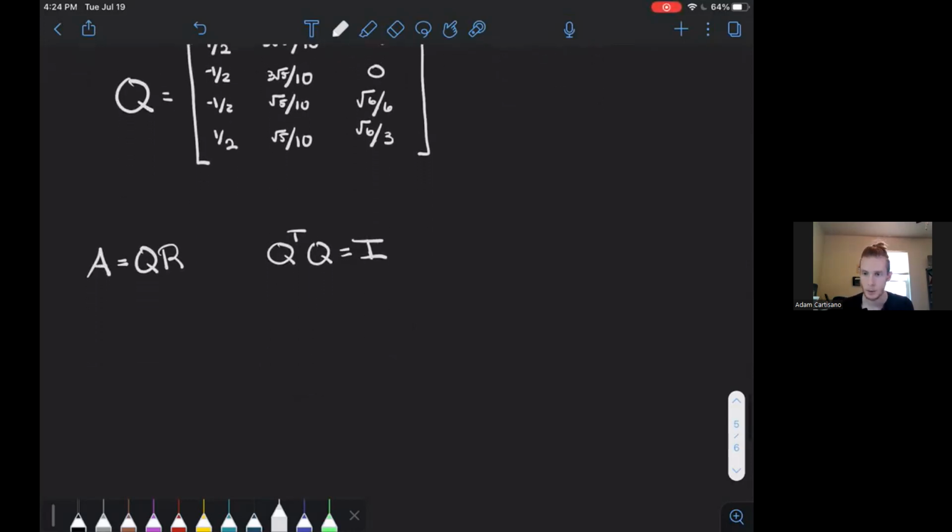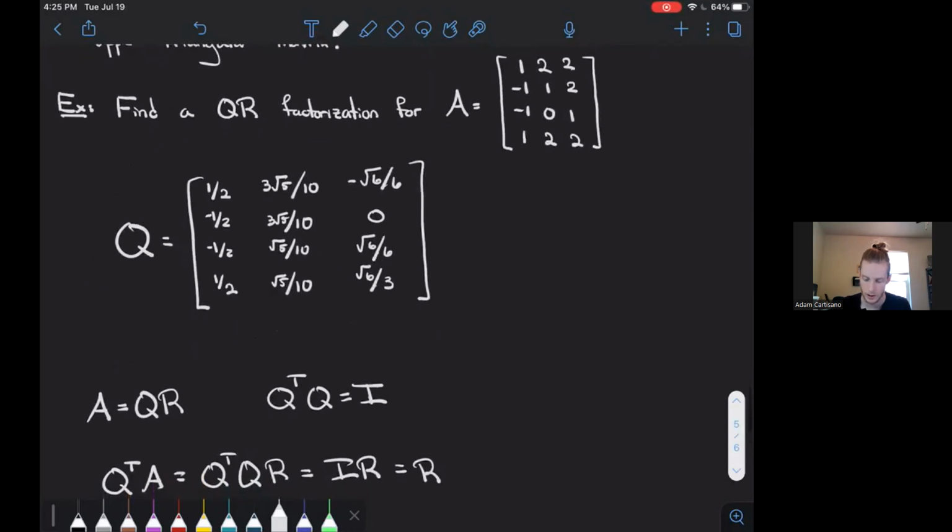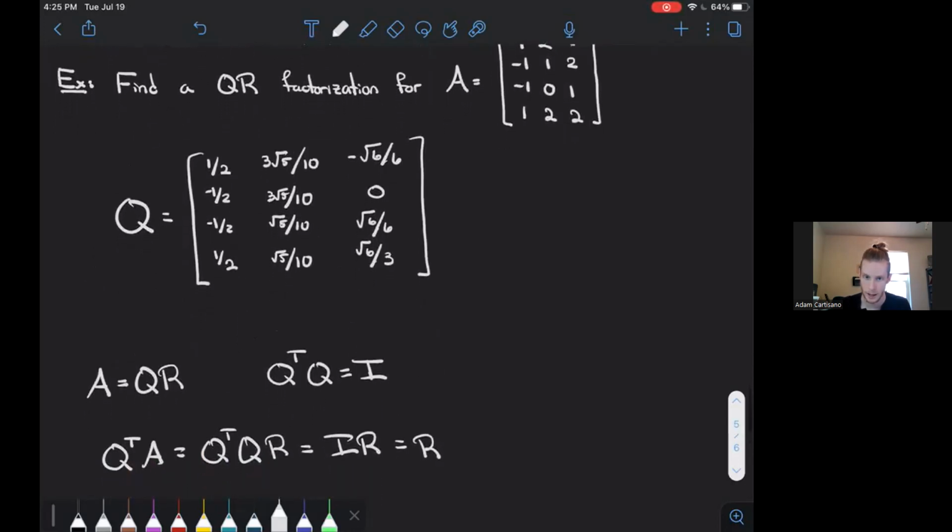Okay, so now what do we have to do? We want to find R. Well, notice that A is equal to QR. So I just multiply both sides of this equation on the left by Q transpose. So Q transpose A equals Q transpose Q R. Well, Q transpose Q is just I, and IR is just R. So in other words, R is just Q transpose times A.